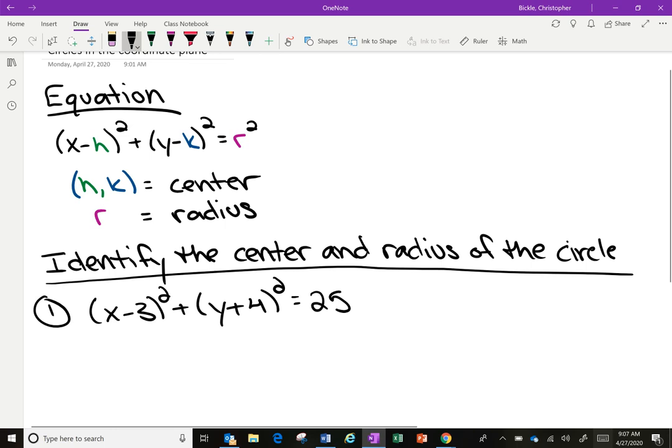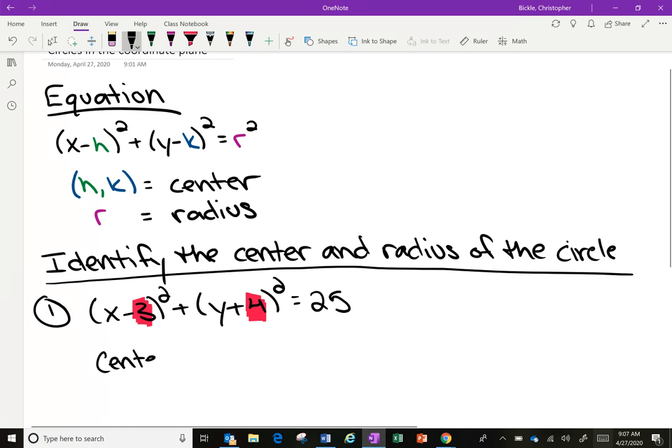Now, when we're trying to find the center, they want us to identify the center and the radius. So the center is going to show up in the equation, here and here. And we're going to remember that they're always the opposites. So it's x minus h. So when you say x minus 3, our h is actually 3.